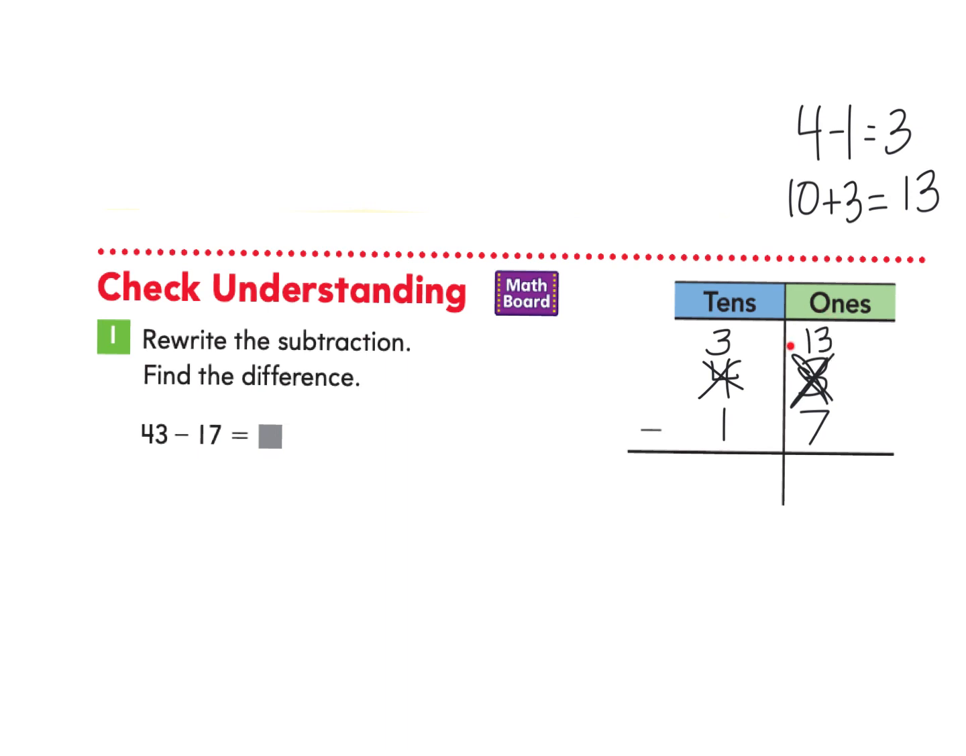Now we can subtract 13, take away 7. And if you want to pause and solve that and come back, you can do so. And 13 take away 7 is going to give us the answer of 6. Good job. Now we need to finish the tens column. We have 3 tens, take away 1. So 3 take away 1 gives us 2. So our answer is 26. 2 tens and 6 ones.